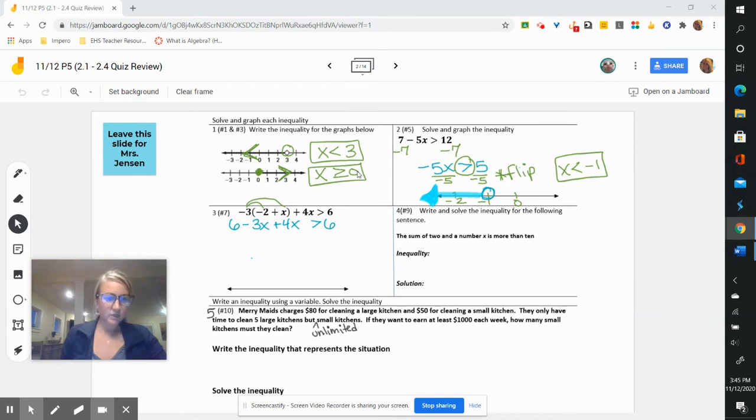So now we want to finish simplifying, and we want to combine like terms. We want to combine the two x terms. So negative 3x plus 4x. Remember, to combine like terms, you just add the coefficients, that number in front of the variable, and keep the variable the same. So negative 3 plus 4 is positive 1. So you could write it as 1x or just x. Same thing.